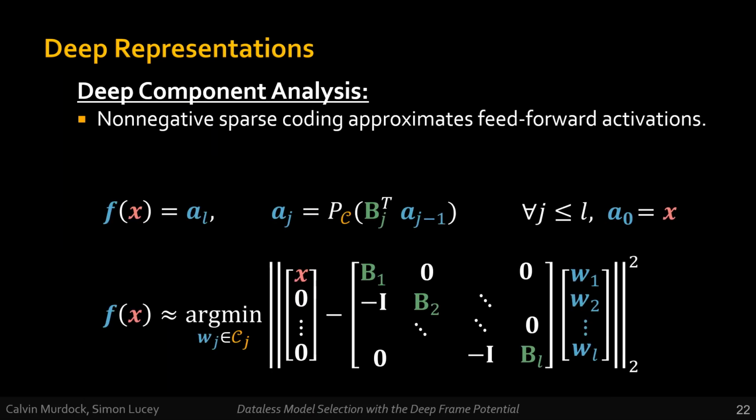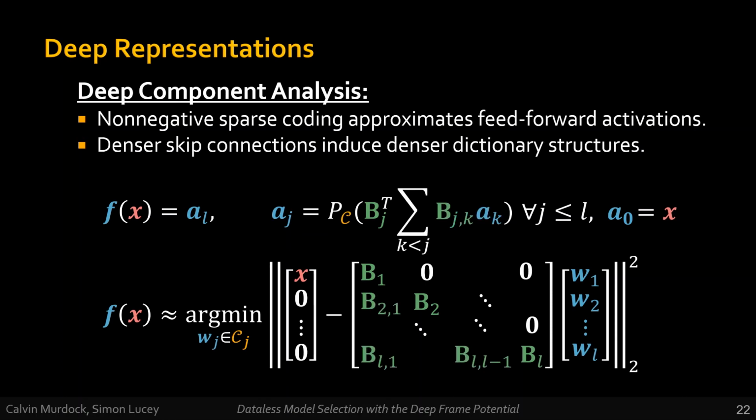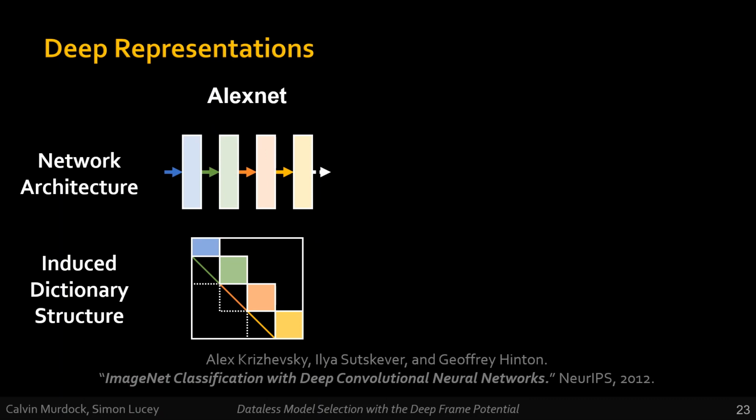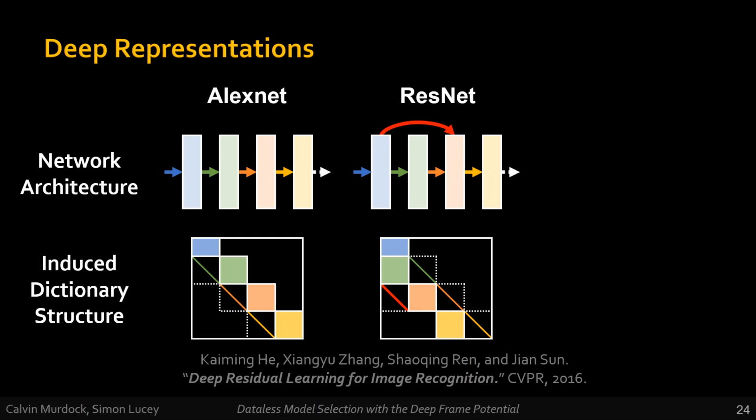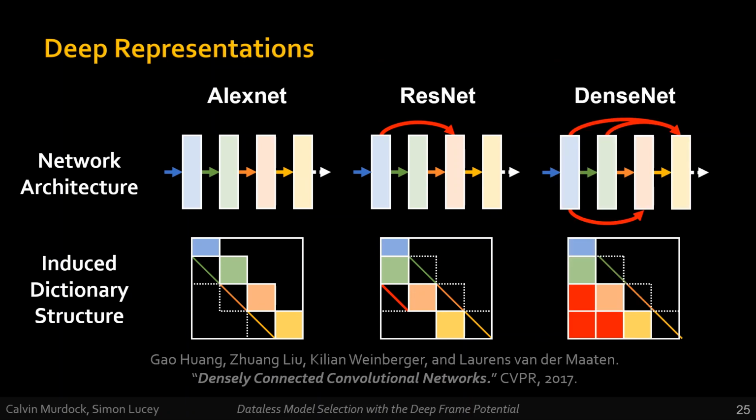In comparison to incremental chain-structured deep networks like AlexNet, denser skip connections that rely on all previous network activations induce denser dictionary structures for lower mutual coherence. More generally, the activations of many architectures can be approximated as non-negative sparse coding problems with certain induced dictionary structures. For example, the identity connections in residual networks induce identity dictionary blocks for lower mutual coherence without any additional parameters. And the skip connections in dense nets induce additional blocks of learned parameters for even lower mutual coherence.